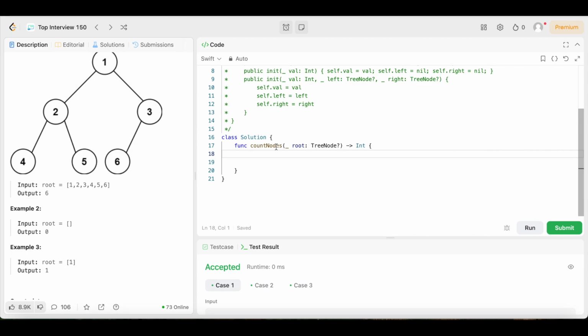Now, y'all, let's get into the fun part, the actual code. Code is not that difficult. It's only 2 lines, so we'll get through it pretty quick. So let's get to it, right?